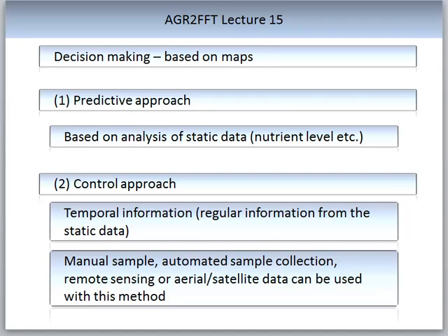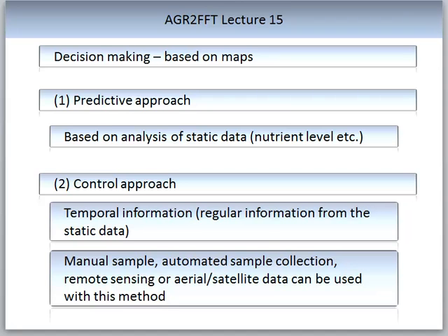The first he may choose to select is the predictive approach, where the decision is based on the analysis of static data, such as that of nitrogen soil concentration. A predictive element is required in this type of approach.